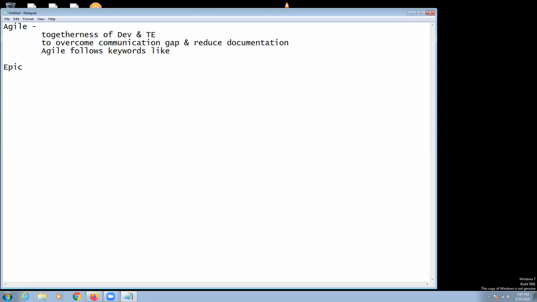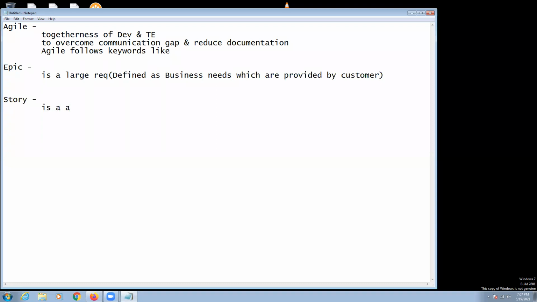Like, epic, which is a large requirement. It has been given by the customer, defined as business needs which are being provided by the customer. That is what we said. And then story: each epic will be divided into multiple stories, a part of an epic. So these are customer needs, defined as requirements needed by a customer.